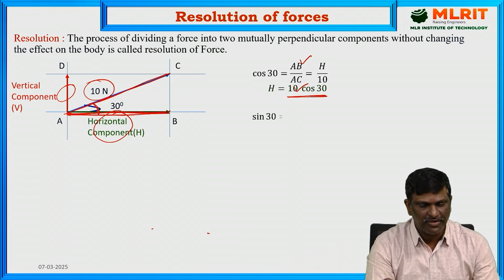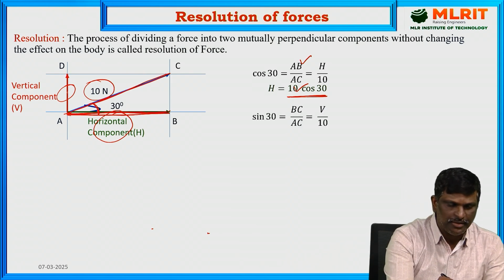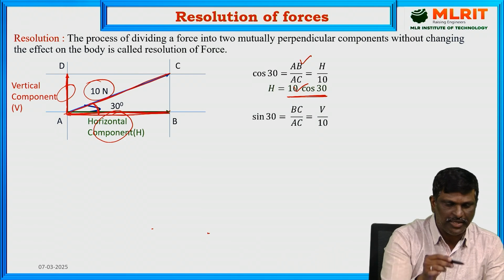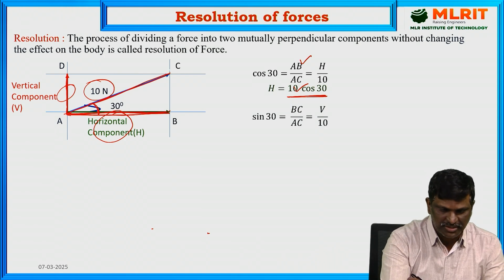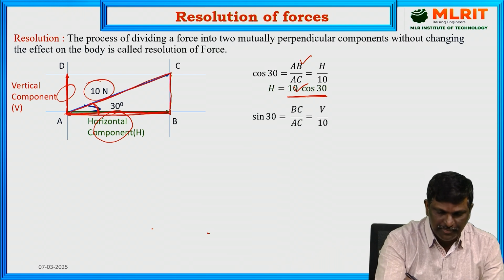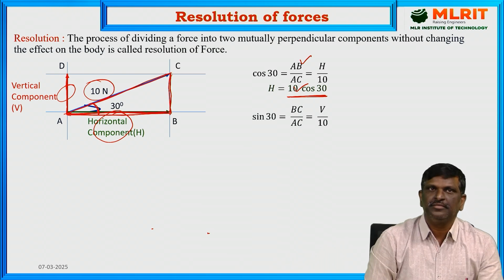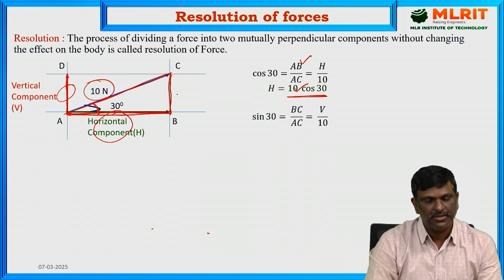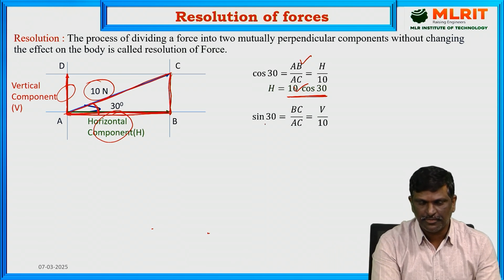Now coming to the vertical component, here the vertical component is nothing but CB, which is the opposite side. So I will take the opposite side, that is sin 30.